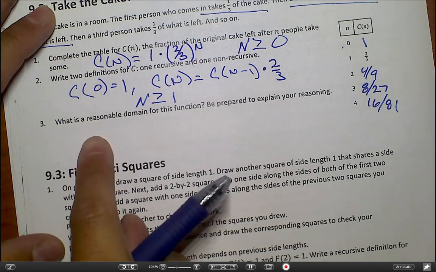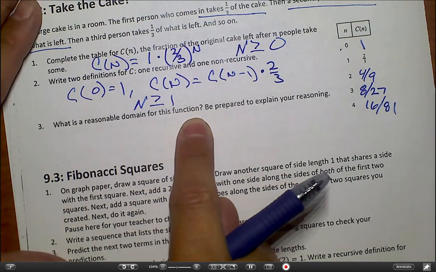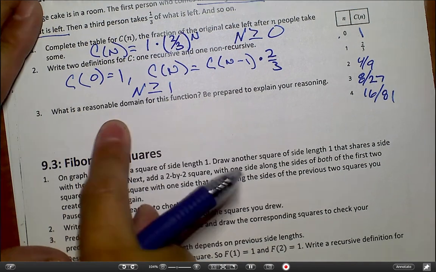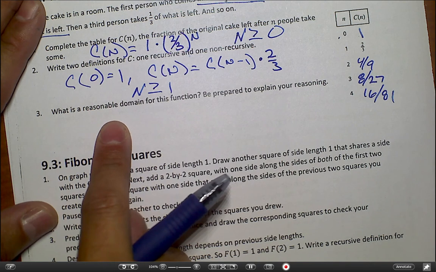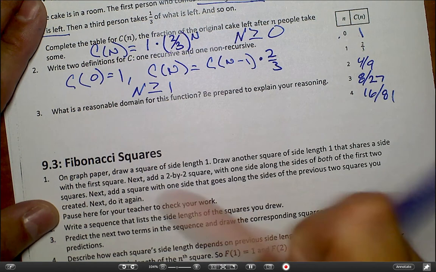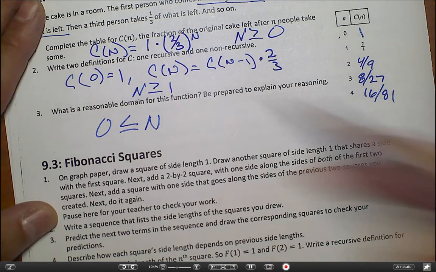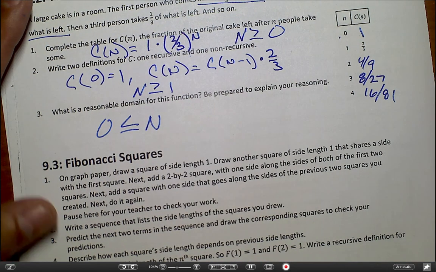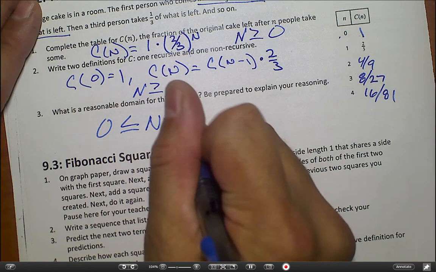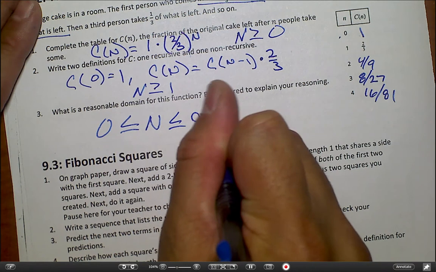But now let's take a look. What is a reasonable domain for this? Are we allowed to take 0? Yes, we got 0, right? So we could take 0. So it'd be 0, n, and how far is it going to go? It's actually, if you think about it, it's going to go to infinite, right?